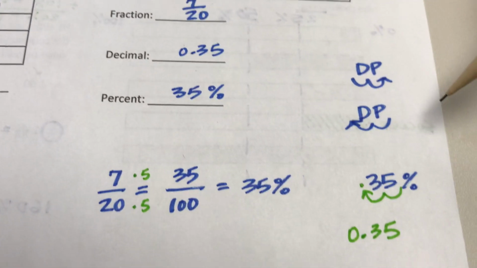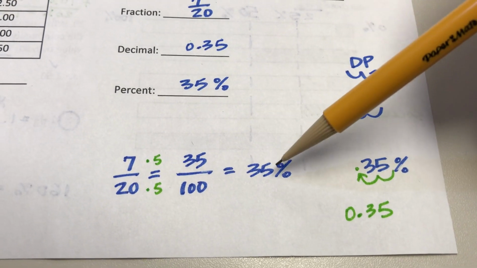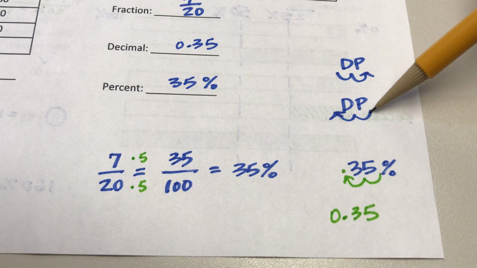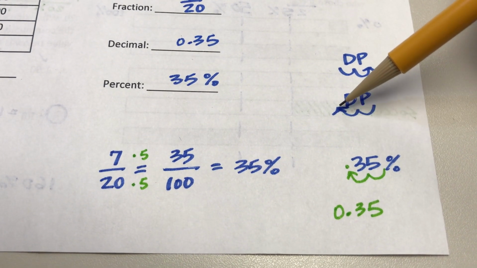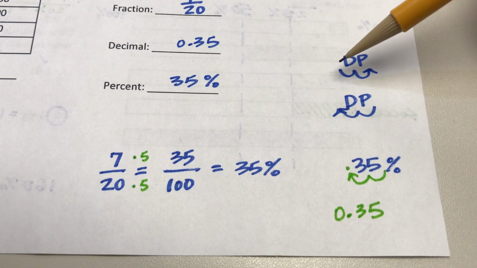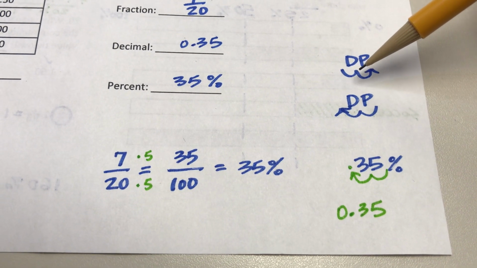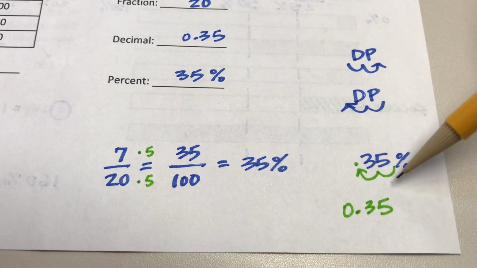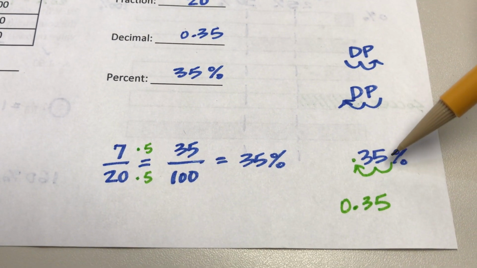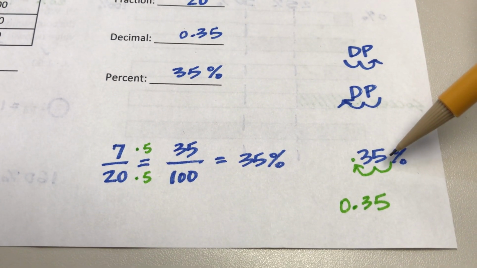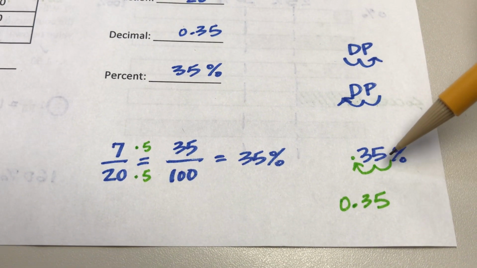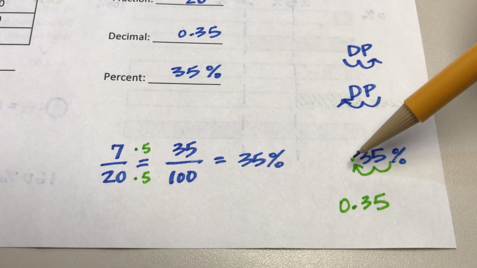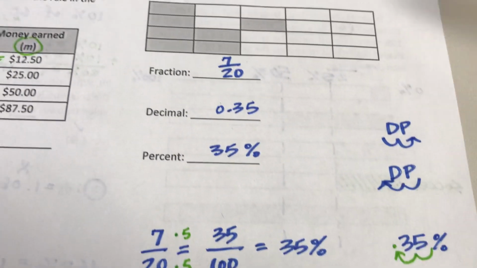Or use your D to P, P to D strategy. Here's a percent. I want to make it a decimal. So I'm going from P to D. So I move the decimal 2 places left. If I have a decimal and I want to go to a percent, I move it 2 places to the right. I didn't have a decimal. I had a percent. Here's the decimal point. Remember, all numbers have a decimal point to the right of the number if you don't see it. So we're going percent to decimal. 1, 2. There's the decimal point. 0.35. There's your decimal. Okay.